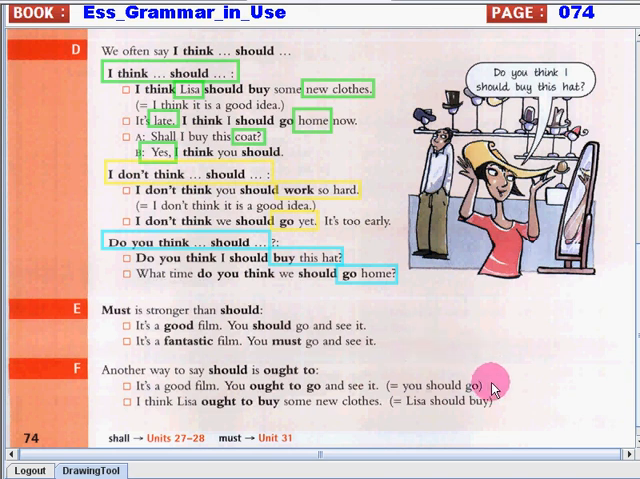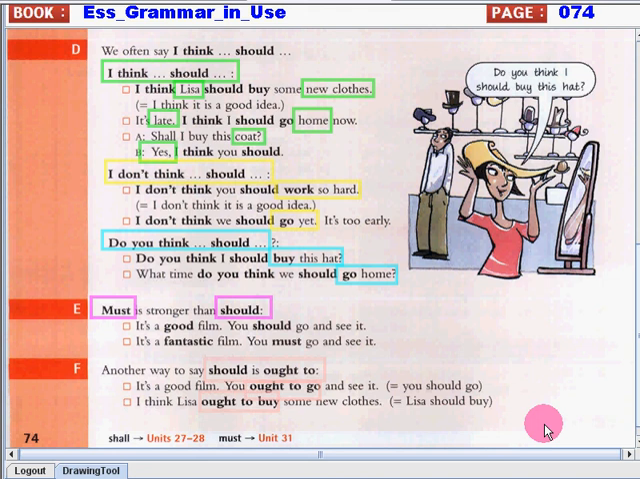Another way to say should is ought to. So, should and ought to have the same meaning. For example, it's a good film. You ought to go and see it. It's a good film. You should go and see it. So as you can see, we can use either of the two, should or ought to. Next, I think Lisa ought to buy some new clothes. I think Lisa should buy some new clothes. So again, as you can see, we can use either of these words, okay?